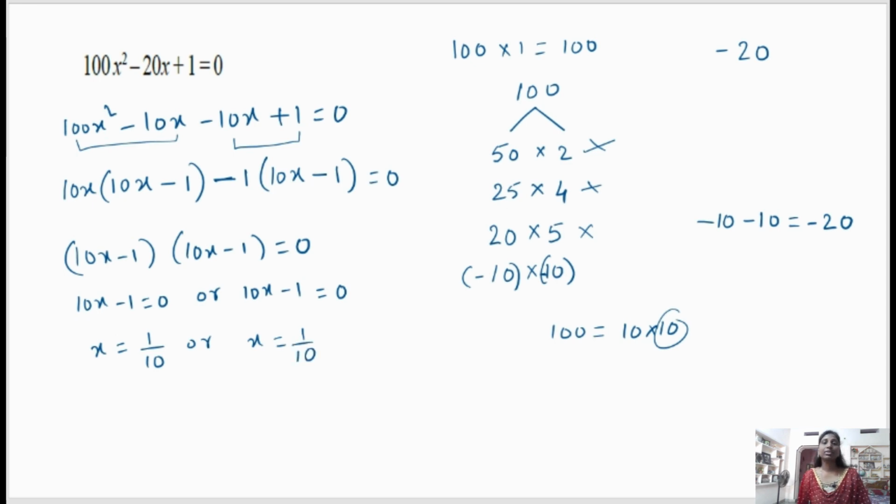So here we got equal roots. Okay, so x is equal to 1 by 10 or x is equal to 1 by 10. So I hope you have understood it very well.